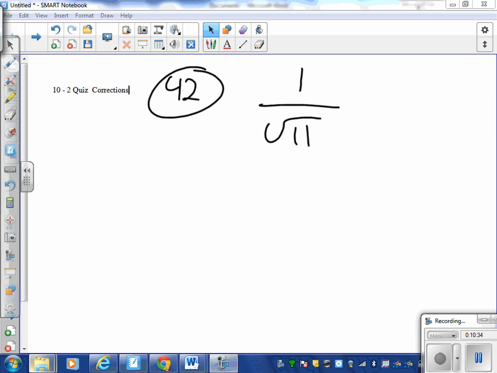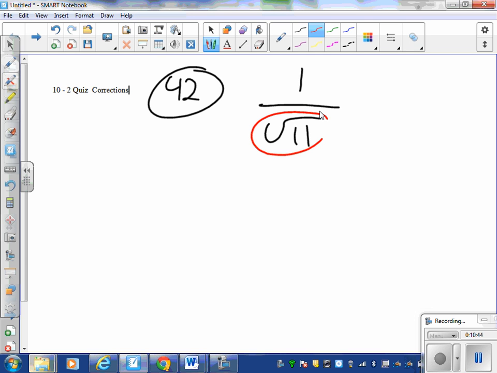Okay, next problem, number 42, 1 over square root 11. Remember, we don't want a square root number in the bottom. So what we need to do is multiply by that number on the bottom. So multiply the top and the bottom by square root 11. By doing that, 1 times square root 11 is square root 11. On the bottom, square root 11 times square root 11 is just 11.